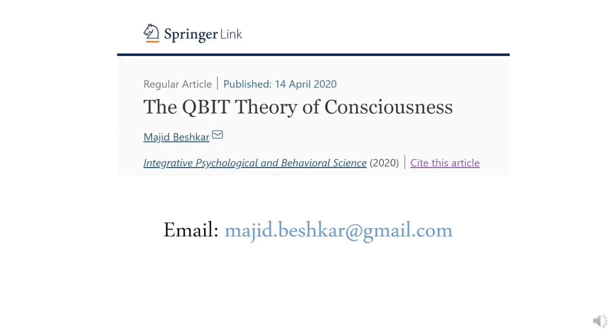The Qubit theory is in its first stage of development. Apparently, it is not a complete and comprehensive theory.